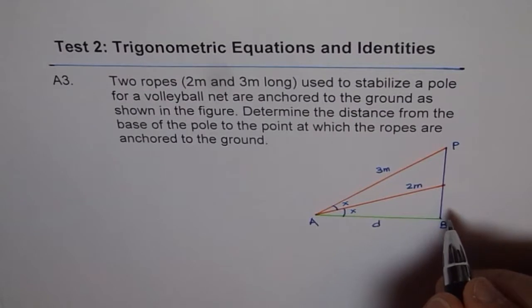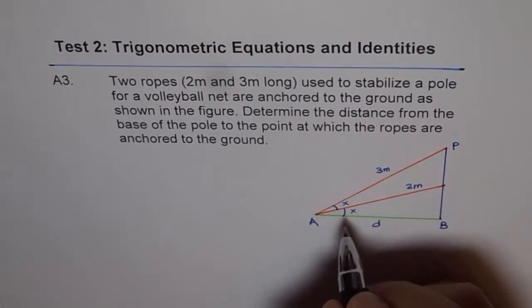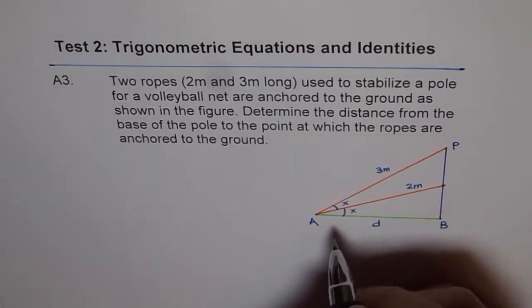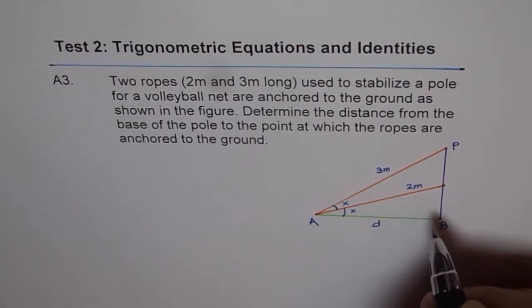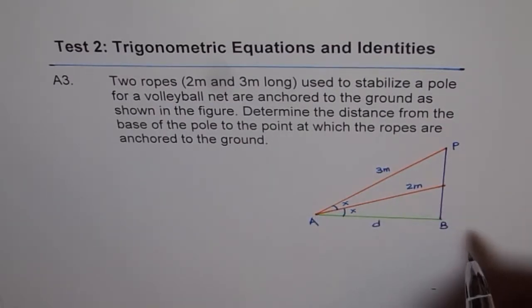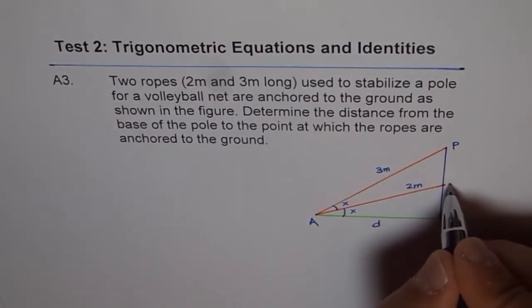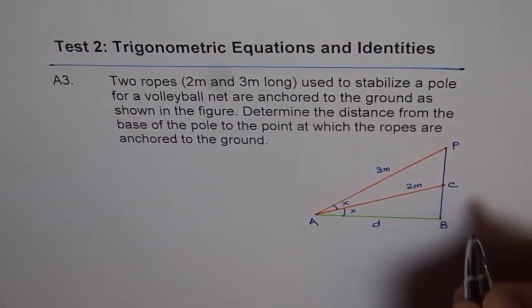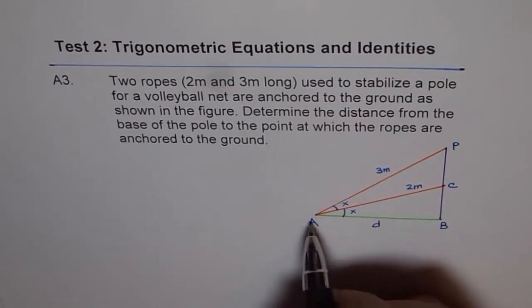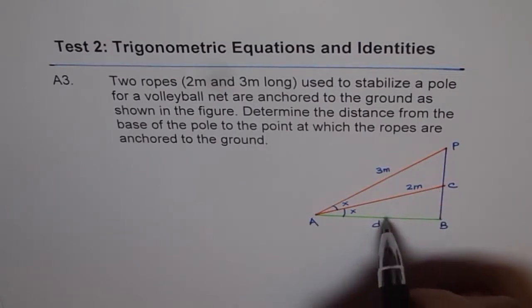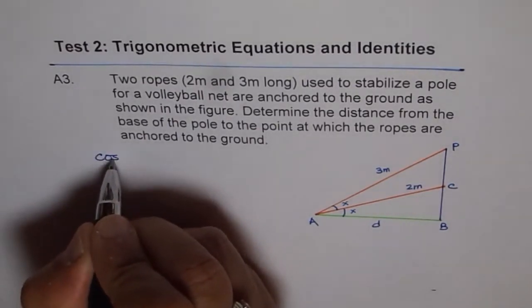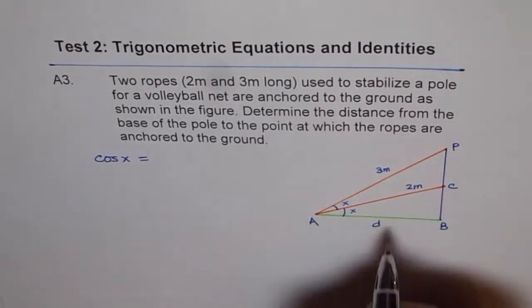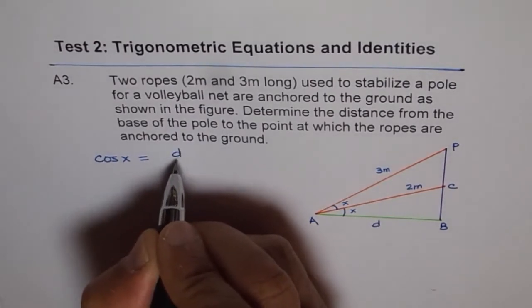Now, we are given that these two angles are x, which are equal, and these lengths are 2 meters and 3 meters respectively. Now, if I consider a point, let's say this point is C, and consider the triangle ABC, then d over 2 is cos of x, correct? So we have cos of x is equal to d over 2, right?